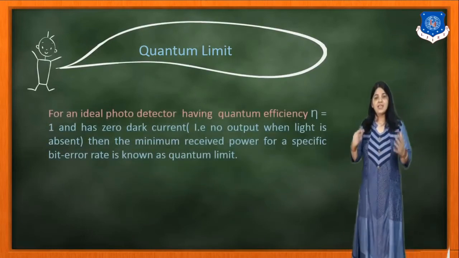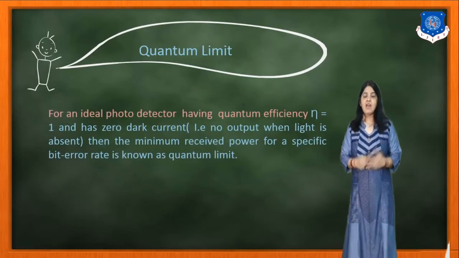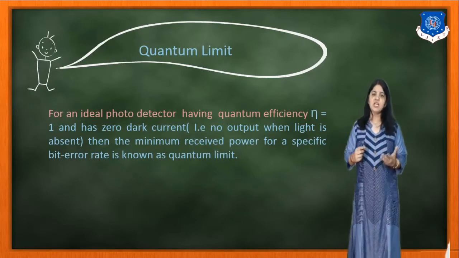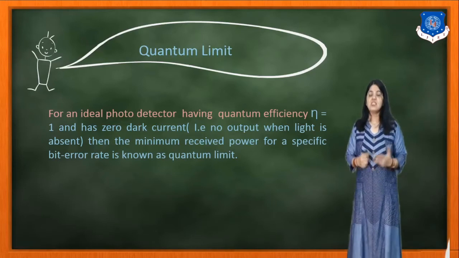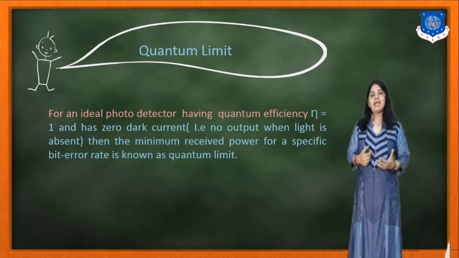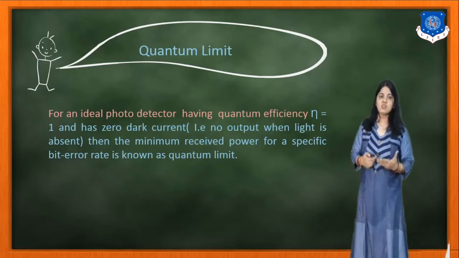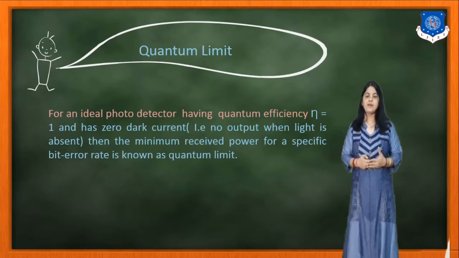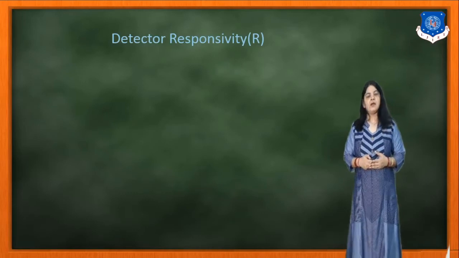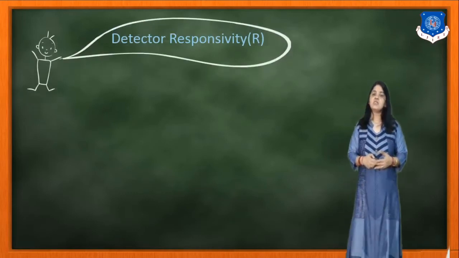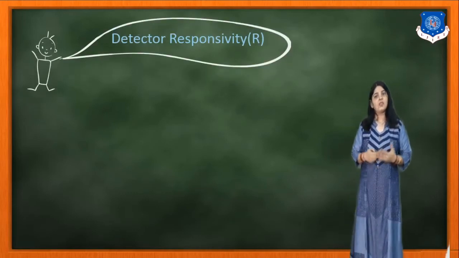Now for the ideal photodetector having quantum efficiency eta equal to 1 and zero dark current. Zero dark current means there is no output when the light is absent. The minimum received power for a specific bit error rate is known as the quantum limit. Next is the detector responsivity.